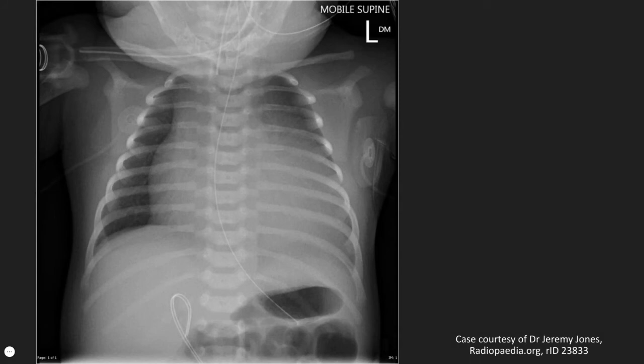This is a massively enlarged heart outline. It may represent cardiomegaly or less likely a large pericardial effusion. In pericardial effusions, the heart tends to look a little bit more globular. Interestingly, there is not much pulmonary congestion or plethora or effusion, and the appearances point towards cardiomyopathy, which was the underlying diagnosis in this case.